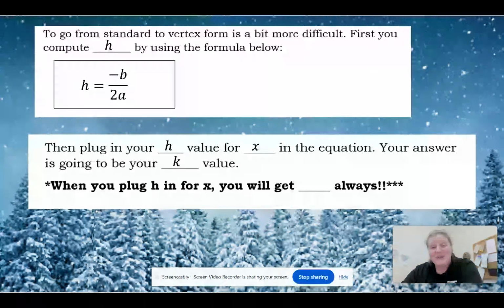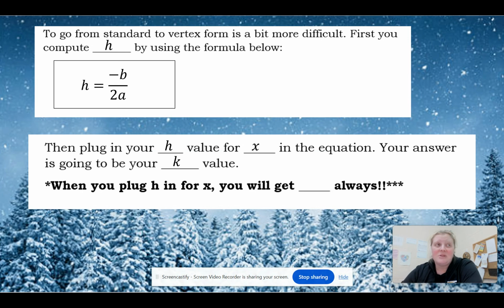So the most common question I get from students is, Mrs. Stutz, what's the formula for k? We don't use a formula for k. We use a formula for h, but not for k. You have to know that anytime you plug h into the problem, your answer is your k value. It depends on what the problem says.